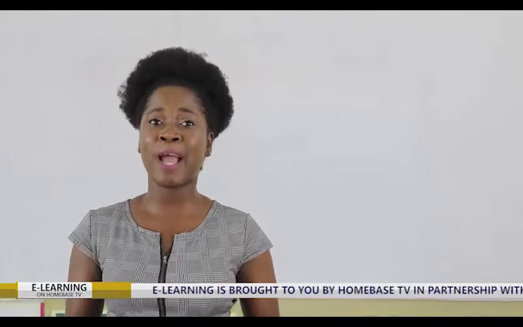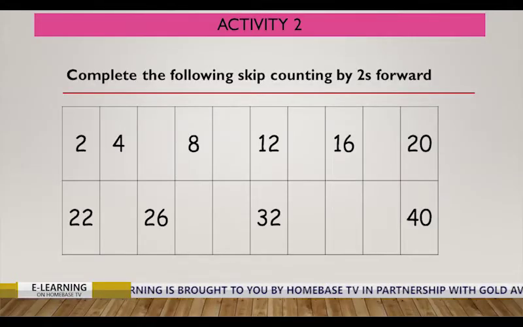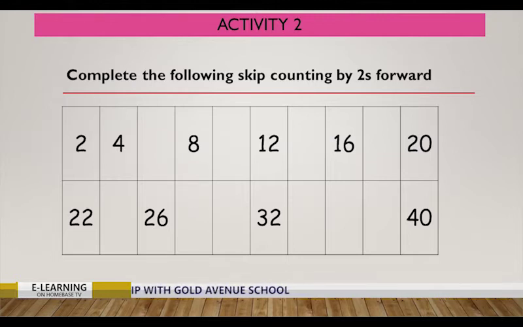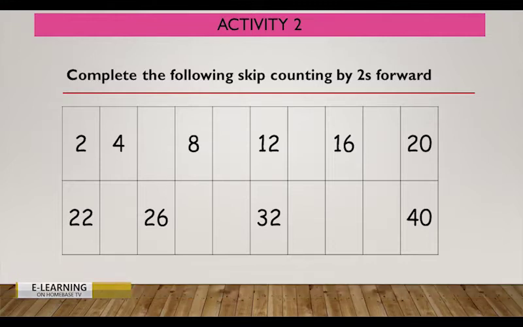You are now going to complete the following skip counting by 2s forward. So I have a little table for you, which I've omitted some numbers out. You are going to skip count and write down the next number. So we have 2, 4. We skipped a number. You are supposed to fill in the number. Then we move to 8. We skipped another number, to 12. We skipped the next. Then we move to 16.